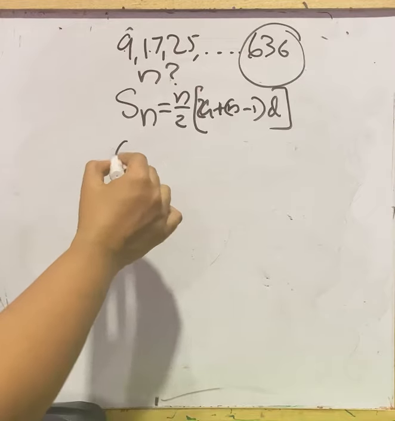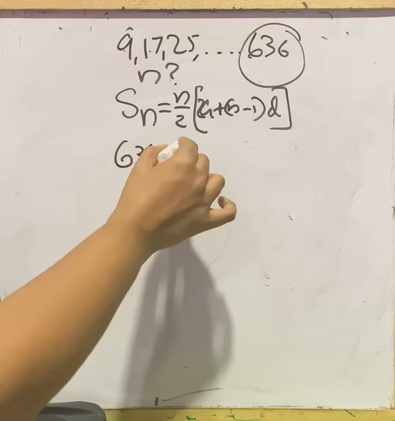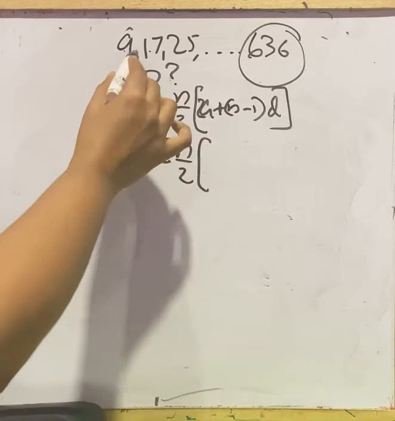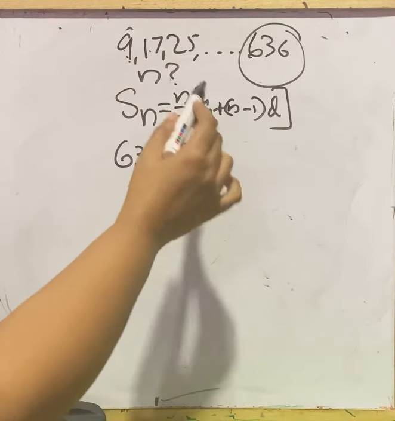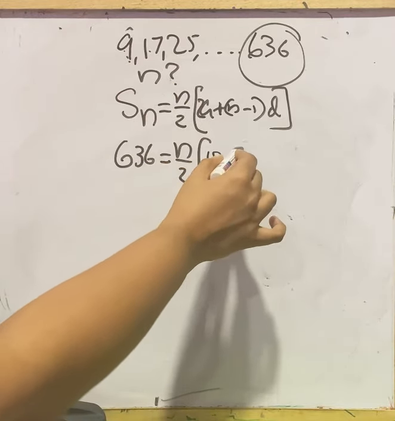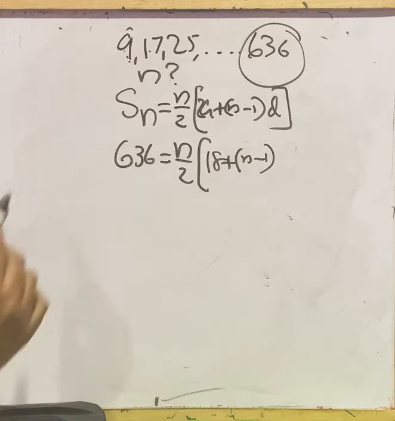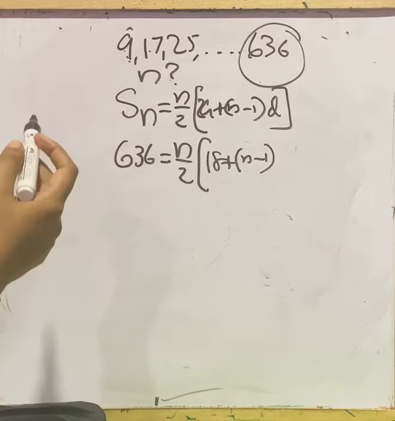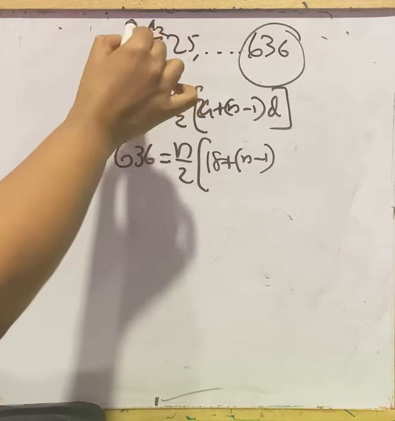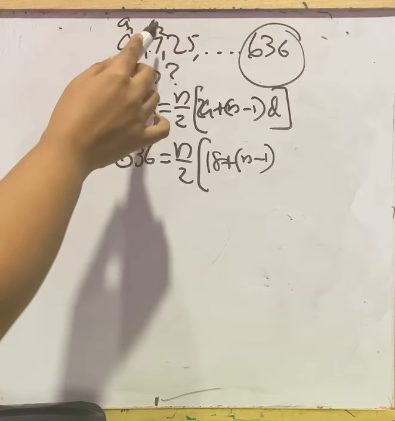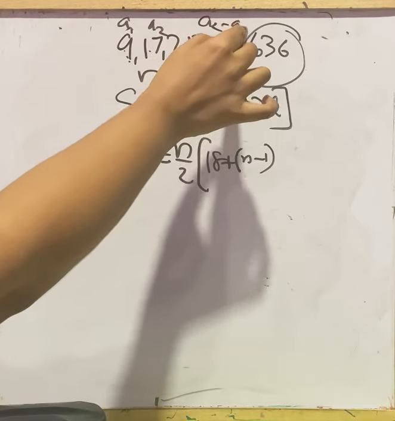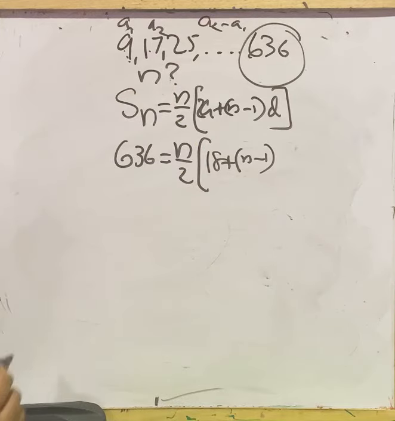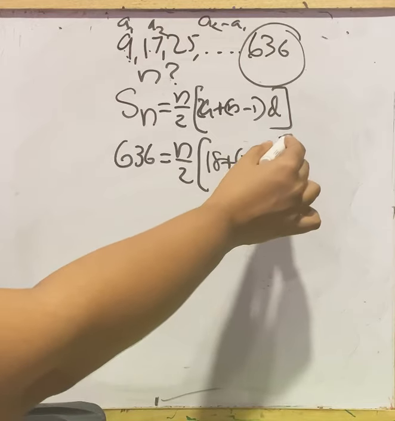So substituting, 636 equal to n, which we don't know, by 2 into 2 into a. A is here 9, that is the first term. 2 into 9, 18, plus n minus 1 into d. D is the difference, that is we have to subtract the preceding term from the succeeding term. That is, if this is A2 and this is A1, then we have to find A2 minus A1 to get d. That is 17 minus 9, 8. So d is 8. Close the bracket.